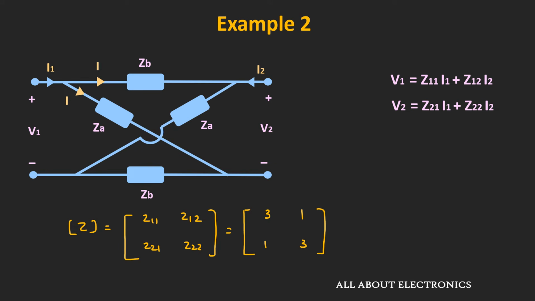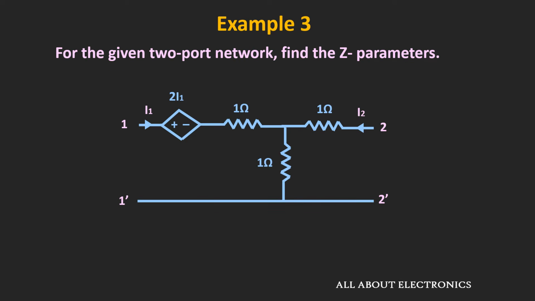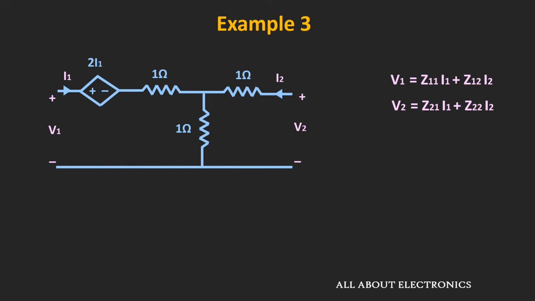Similarly, now let us see the third example. So in this given two-port network, there is a dependent source. So now let us see how we can find the Z parameters when the circuit contains the dependent source. So here, let's say the voltage at port 1 is equal to V1 while the voltage at port 2 is equal to V2. So here the current in this loop is equal to I1 while let's say the current in this loop is equal to I2. So here we will find the expression of V1 and V2 in terms of I1 and I2. And comparing those expressions with the Z parameter equations, we can find the value of the Z parameters.